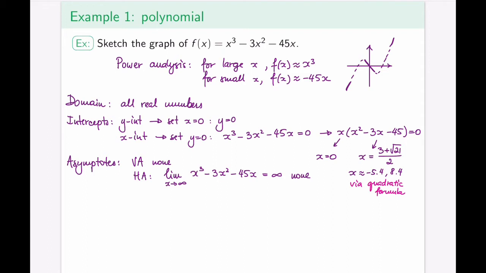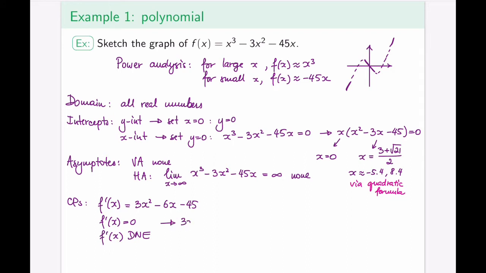Next up in our analysis were the critical points. In order for us to think about critical points, we first of all have to find what the derivative of the function is. So here, the derivative is going to be 3x squared minus 6x minus 45. And remember that for critical points, we need to set the derivative to be 0 and then to find out where it does not exist.